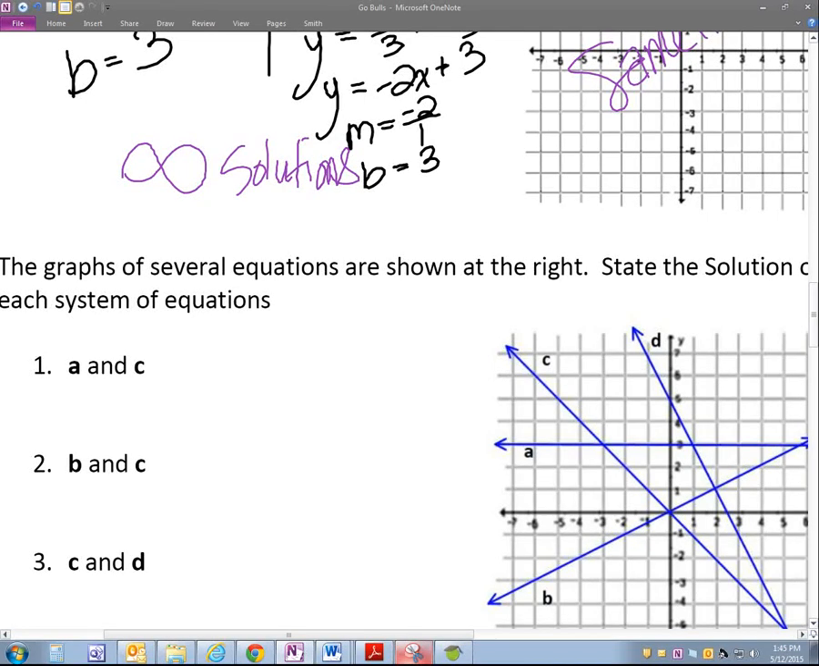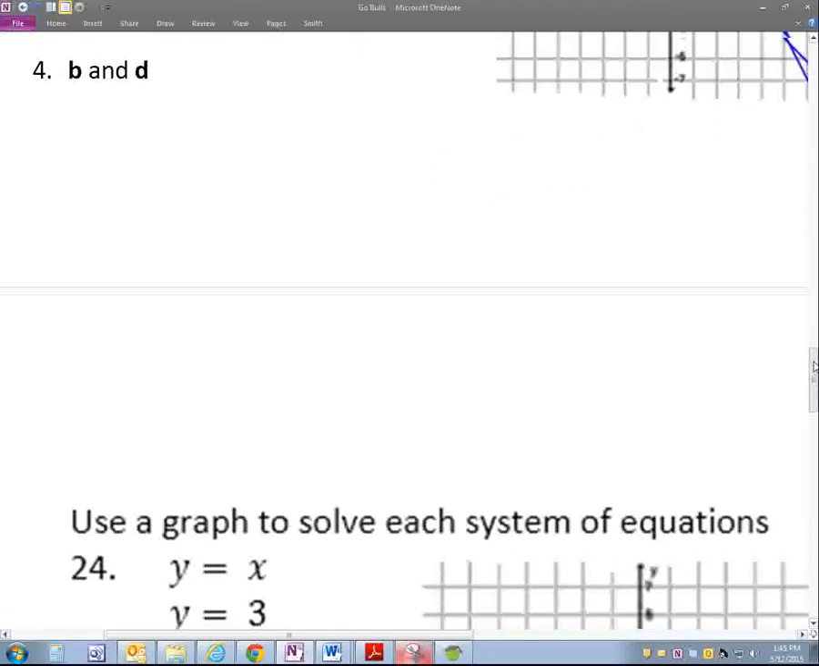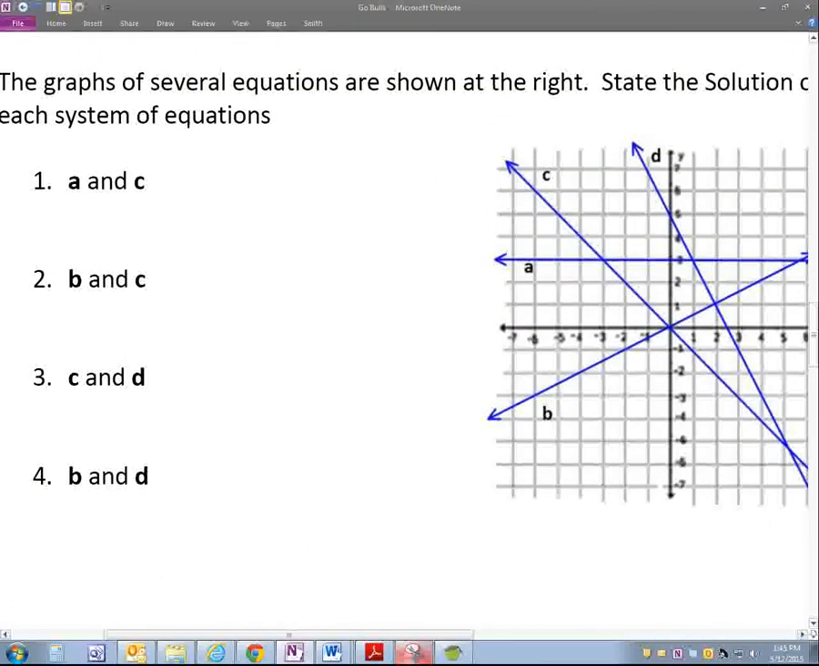The graph shows several equations as shown to the right. State the solution. This is very fast, and there's a section like this on your homework. So I'm looking for number 1, I'm looking for A and C. These lines here, it's this point. That is the solution. So what is the correct answer?